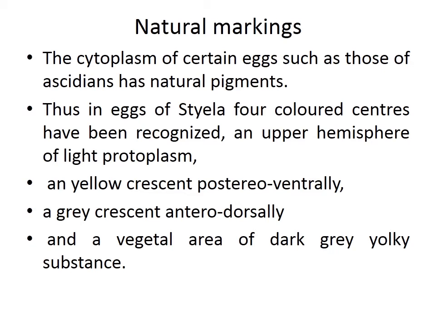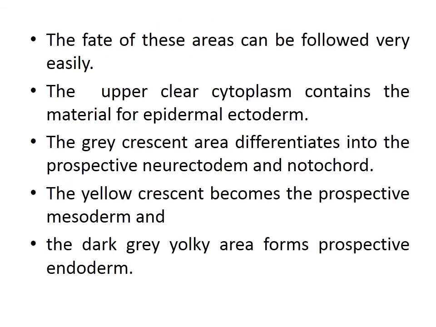Natural markings. The cytoplasm of certain eggs, such as those of ascidians, they have natural pigments within the blastoderm. So you can easily distinguish which comes what. Thus, in eggs of Styla, 4 colored centers have been recognized: an upper hemisphere of light protoplasm, a yellow crescent posterior ventrally, a grey crescent anterior dorsally, and a vegetal area of dark grey yolky substance. The fate of these areas can be followed very easily.